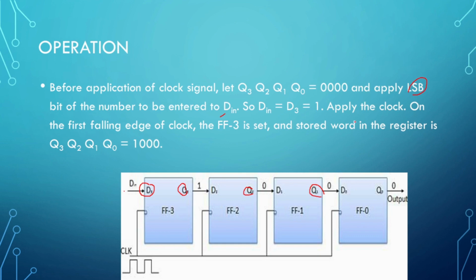That is, D in is the initial input that is connected to D3, and you need to give it as 1. Apply the clock, and at the first falling edge of the clock, falling edge means negative edge, flip-flop 3 is set and stores the word in the register. First you give 1, and the remaining flip-flop values will be 0. So first you get Q3 as 1, and Q2, Q1 and Q0 as 0.